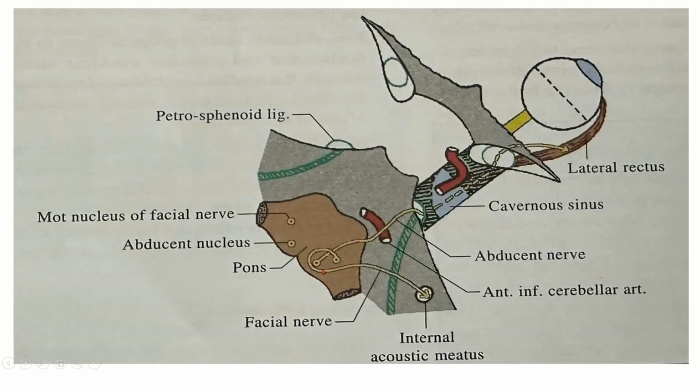You can see here, this is the facial colliculus. This is the facial nerve taking a loop around the abducent nucleus. So this is the abducent nucleus and this is the abducent nerve.